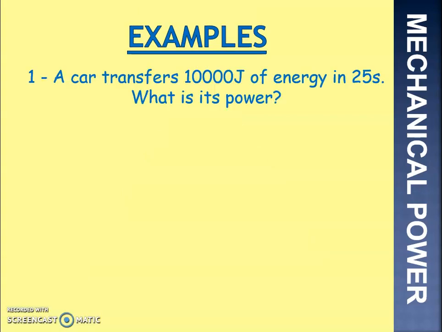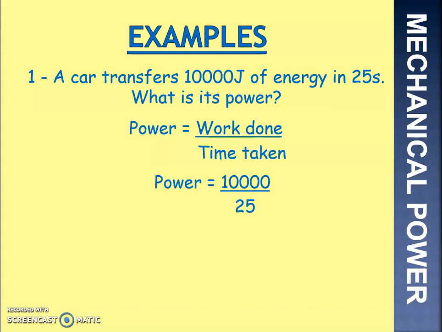Okay, so quick example, I'll take you through this. A car transfers 10,000 joules of energy in 25 seconds. What is its power? So we know power is work done divided by time taken. When I'm working out these calculations, I always write my equation out first, substitute my figures in, work out the answer, and then put my units in. So in this case, work done is 10,000 and time is 25 seconds.